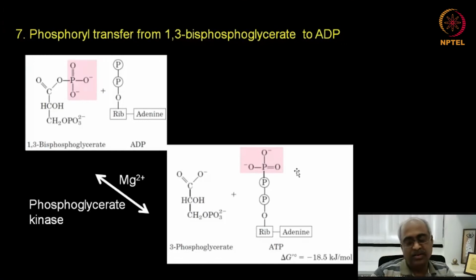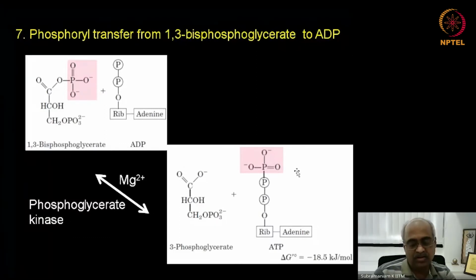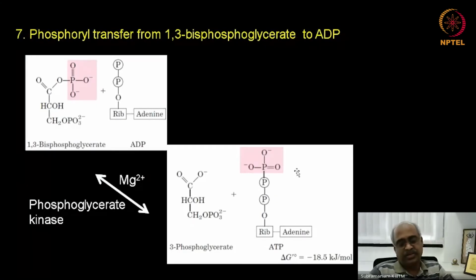This is in contrast to the oxidative phosphorylation based ATP formation in mitochondria, where the electron transfer from one electron donor to another electron acceptor leads to the formation of a proton gradient, and then that proton gradient is used to make ATP. So that is called oxidative phosphorylation. To distinguish from that, we call these kind of ATP formations substrate level phosphorylation. So this is the first substrate level phosphorylation you are encountering in glycolysis.